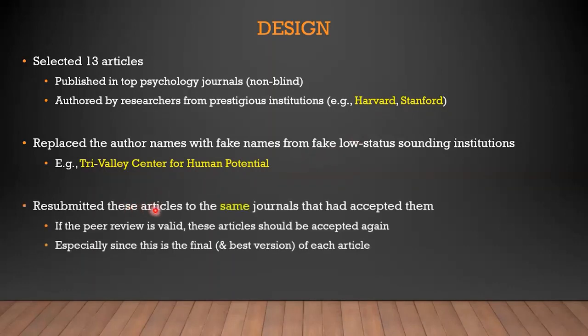So they submitted these 13 articles to the same journals within a year of the publication of the original paper. They argued that if the peer review is valid, this article should be accepted again, especially since they sent the final version. The final version is the best version of that article because these original authors, when they submitted their papers, received feedback and improved their papers, and then the paper was accepted. So they are submitting the best papers. Now, what should we expect the outcome to be?